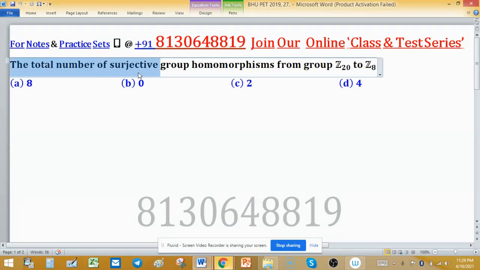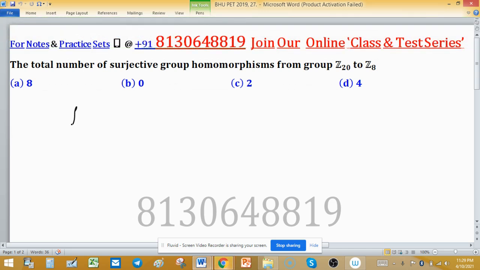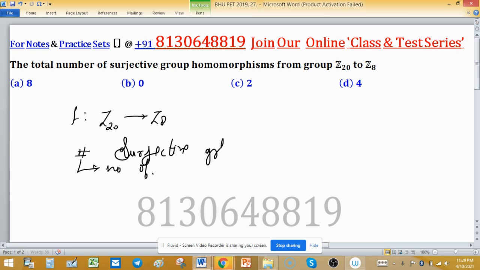The total number of surjective group homomorphisms from the group Z20 to Z8. We know that if F is a group homomorphism from Z20 to Z8, then we are seeking the number, which we normally denote by the hash symbol. This is the number of surjective group homomorphisms. We are seeking this one.